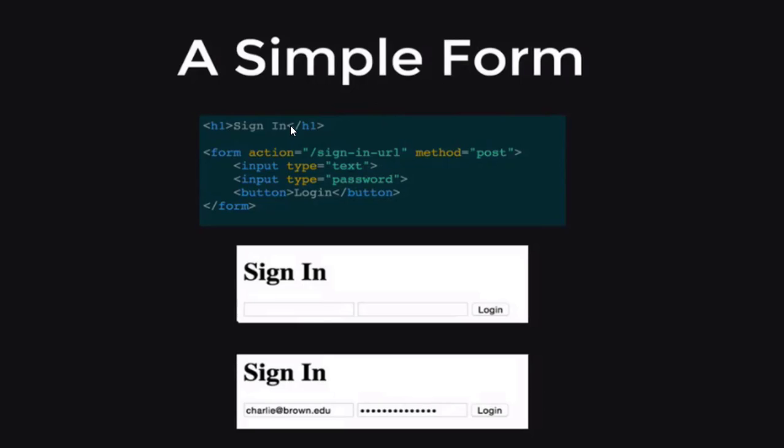I've created a simple form, h1 sign in. So here's a heading and then form action equals sign in URL. So here's a URL, then method equals post, and then input type equals text. So here is our text box, and the input type equals password. Here is the password box, and then a button over here, login. So in future lectures, I will teach you how to write every form.